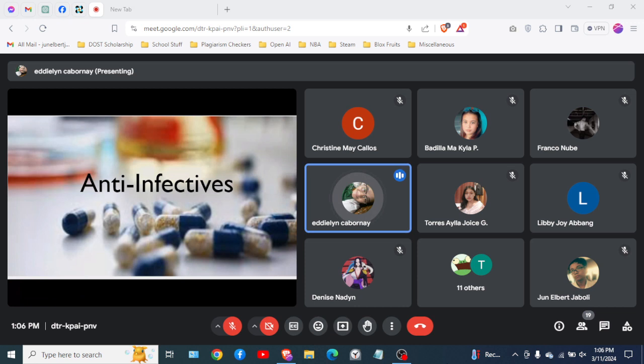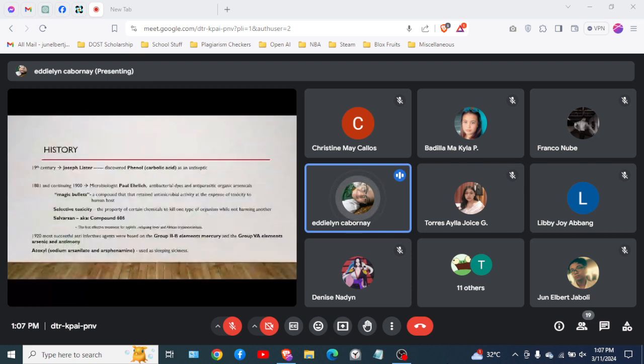Okay, so our next topic is about anti-infectives. Anti-infectives are medicines that work to prevent or treat infections. So we are to discuss antibacterials, antivirals, antifungals, and antiparasitic medications. Okay, so let's talk about the history.